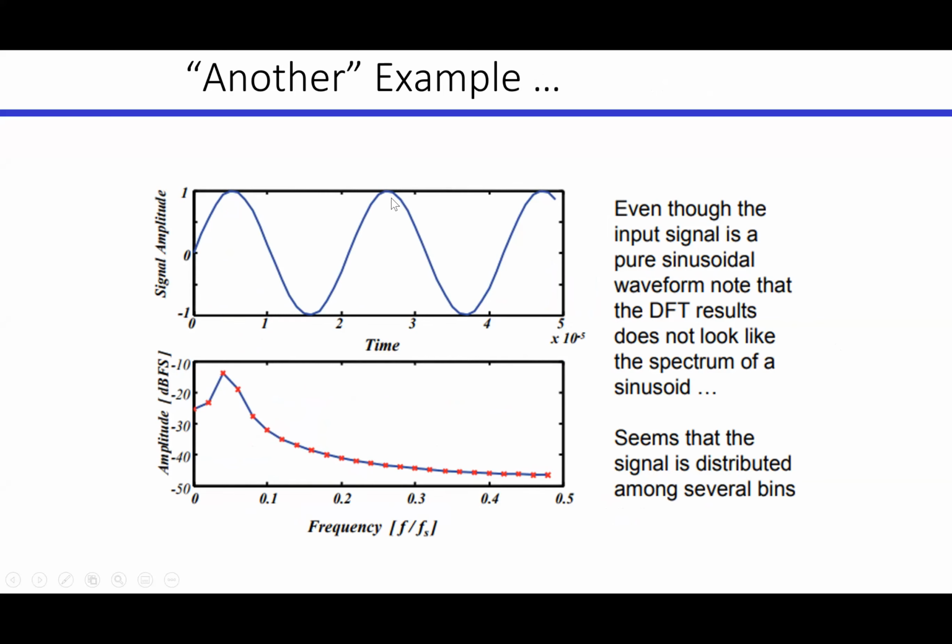Okay, now I have another signal here that I apply the DFT to. It looks like a sinusoidal signal in the time domain, but when I apply it, you can see what happens to this FFT. It looks too bad. The signal peak is barely visible. What's wrong here?